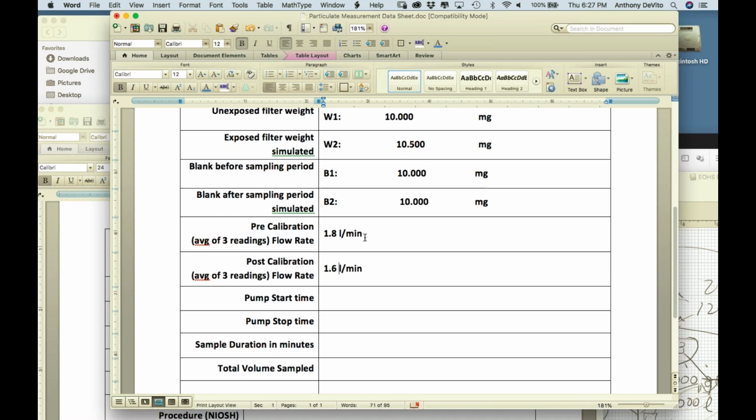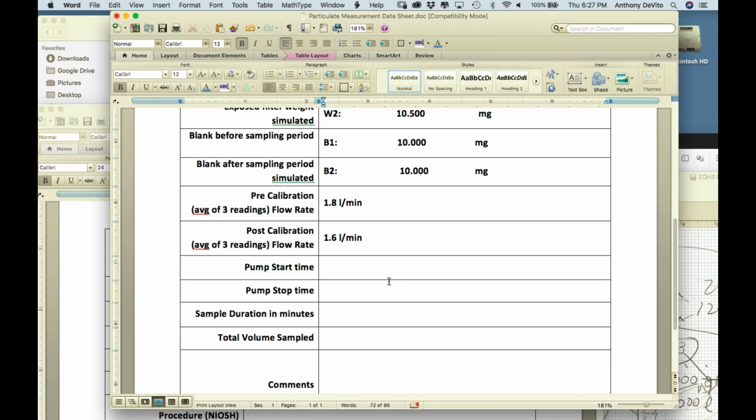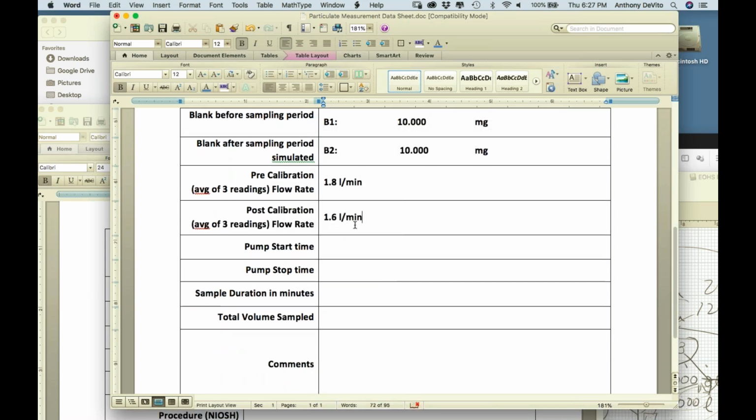So before it averaged 1.8. Afterwards, you took 3 readings, averaged them, and it turned out to be 1.6. So you don't know what it was at any given point in that, say, 2 hours that you were sampling. You don't know for sure, but you can say, I'm going to average those 2 values and assume that, even though it started at 1.8 and ended at 1.6, over that period of time, it averaged 1.7 liters. So you're going to use that average rate rather than these 2 rates.